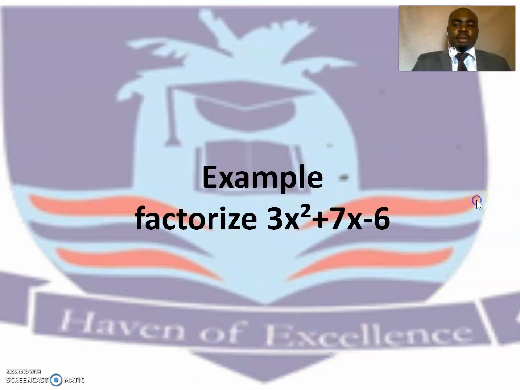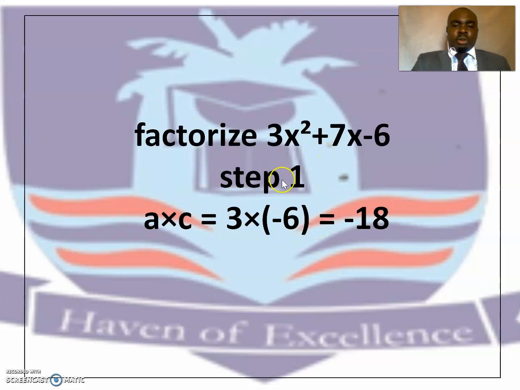Now let's solve an example. Consider this: 3x squared plus 7x minus 6. How do we solve this? What will be our first step? In the previous slide, the first step will be to multiply the coefficient of x squared and the constant, that is 3 and minus 6. So we do that. 3 times minus 6 will give us what? Minus 18.